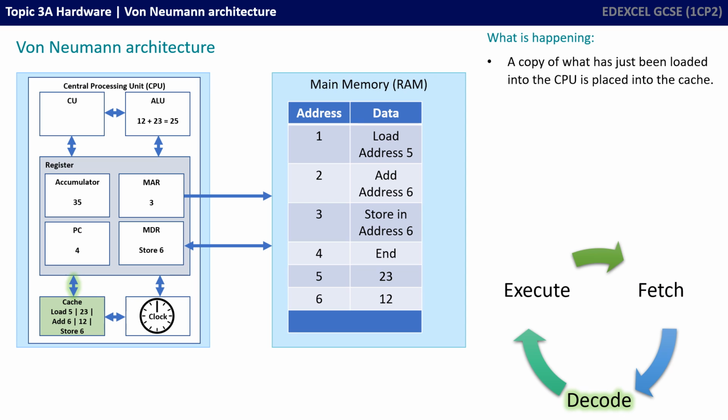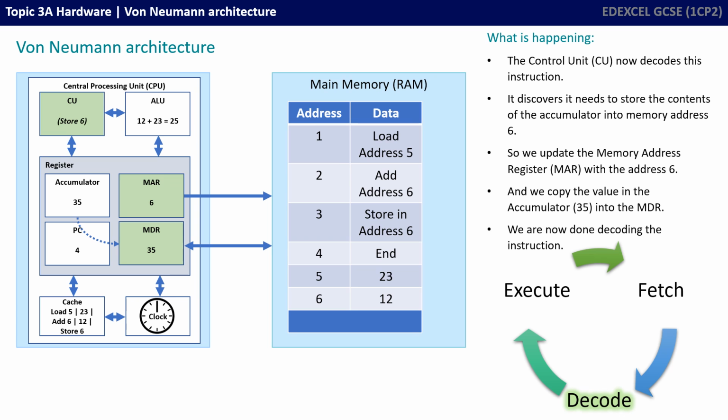A copy of what's just been loaded into the CPU is again placed in the cache. The control unit now decodes the instruction. We discover we need to store the contents of the accumulator into memory address 6. So we update the memory address register with the address 6 and we copy the value in the accumulator, 35, into the MDR. We're now done decoding the instruction.